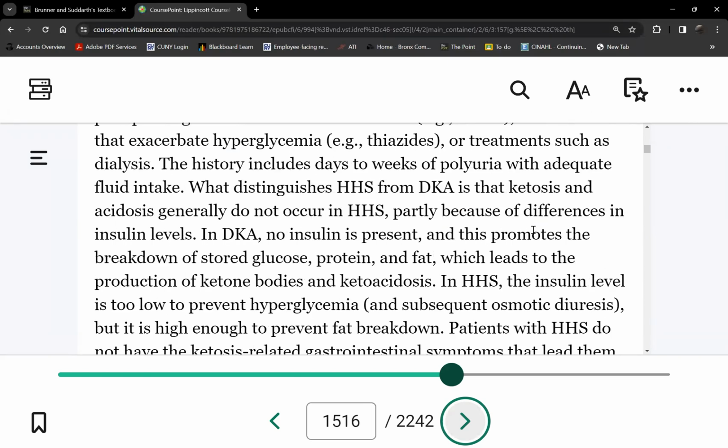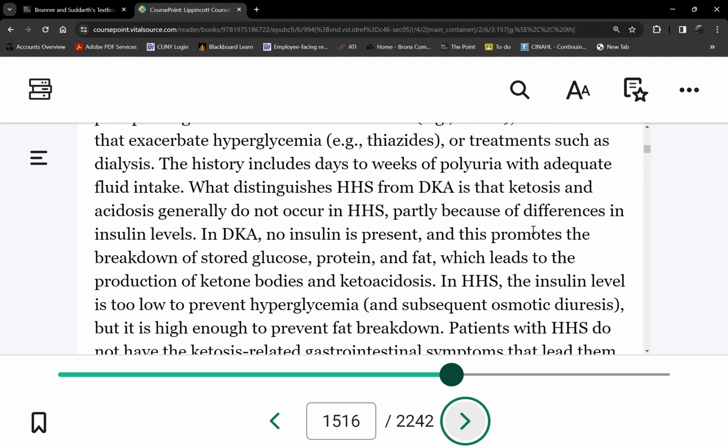No. So here's the main difference. There is no ketosis, minimal or even absent. Most of the time it's absent. There is no ketosis. Because remember, in type 2, what's the problem? Is there absolutely no insulin? There is insulin, but there's also insulin resistance, right? So there's not enough insulin. So is there absolute absence of insulin that will cause fat breakdown? No, it does not happen.